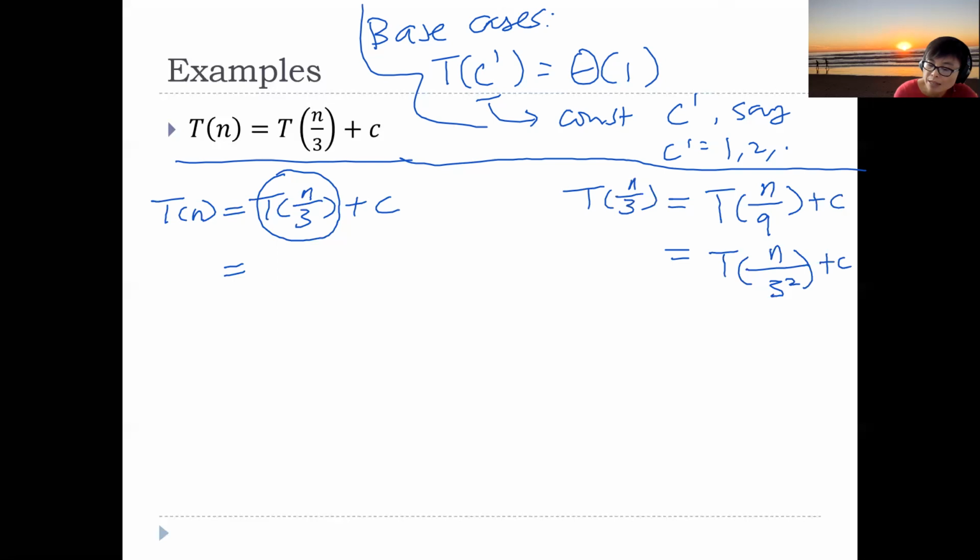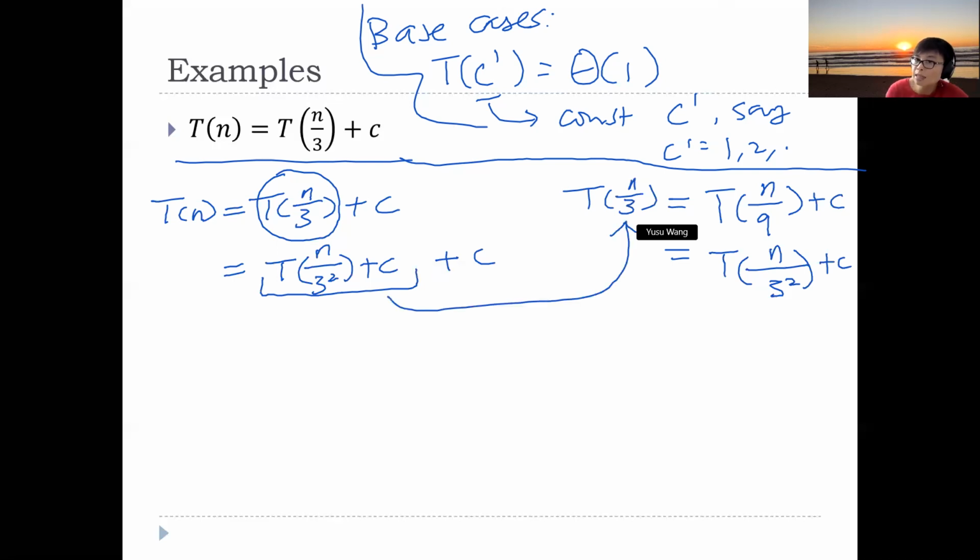So what we have is that after the first unrolling, I have T of n over 3 squared plus c plus c. So this portion is the same as T of n over 3. We replace T of n over 3 by this quantity, by applying the recurrence relation. Okay, so that's the first step.